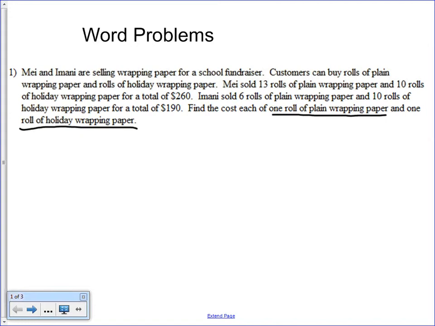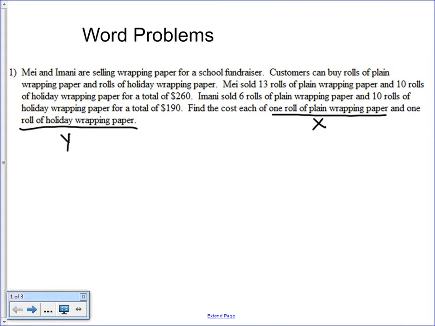So what you're going to do for every word problem is designate one of the things that they're asking for. Typically it's how much they cost or how many people fit in it, or whatever it is. Designate one of them as X and one of them as Y. So we're going to say X will stand for the cost of one roll of plain wrapping paper and Y will stand for the cost of one roll of holiday wrapping paper.